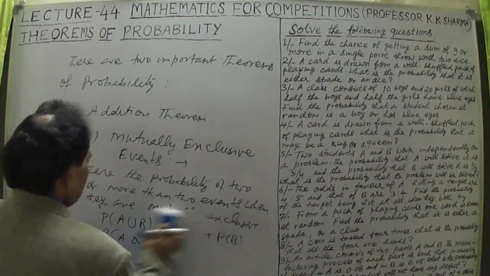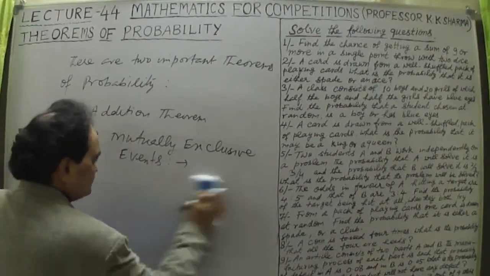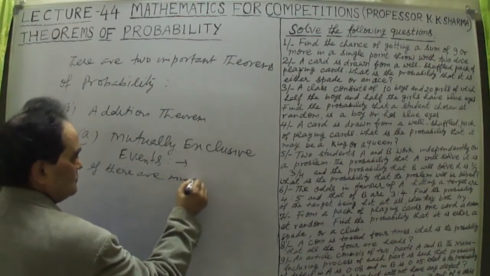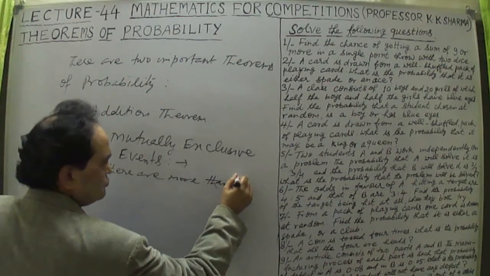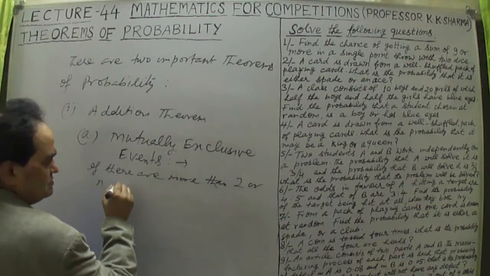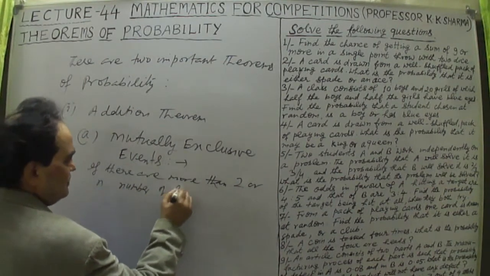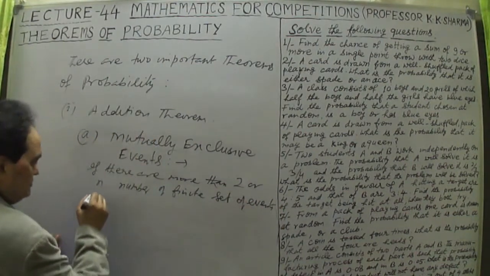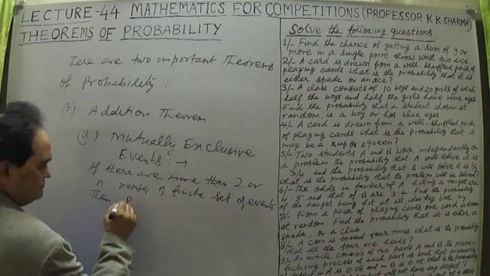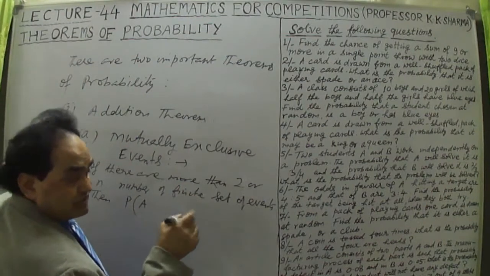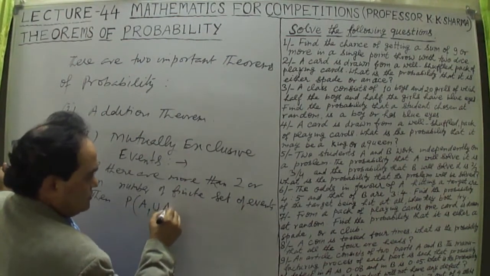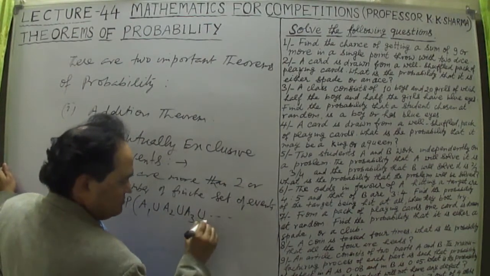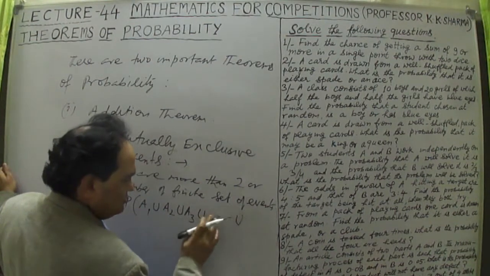If there are more than two, or n, finite set of events that are mutually exclusive, then the probability of A1 union A2 union A3 union and so on, up to union AN, with A4 in between.